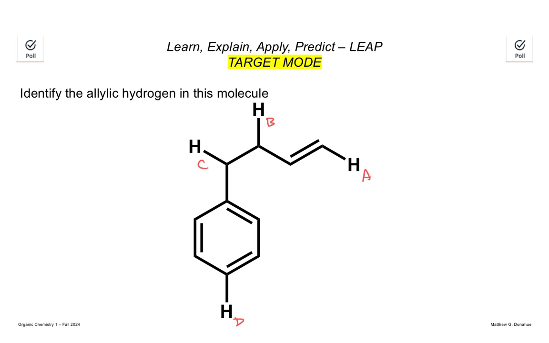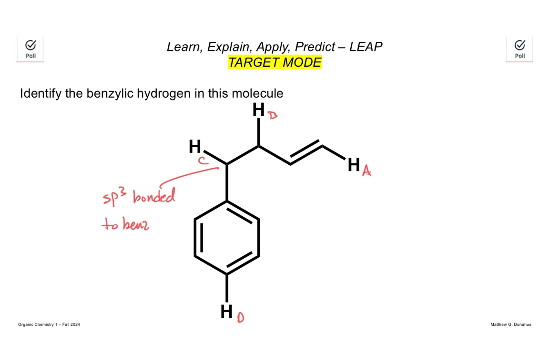So allylic is the sp3 hybridized carbon bonded to an alkene. And then lastly, benzylic. That's the one bonded to the benzene ring.